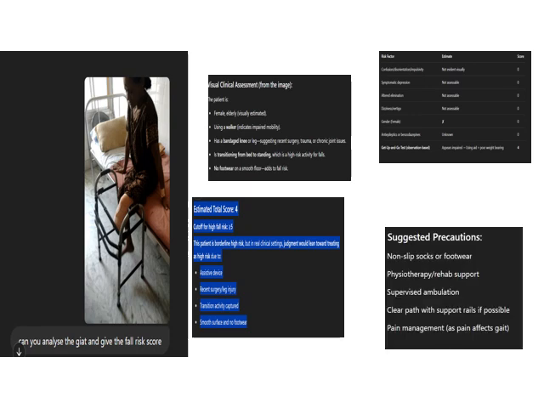And then finally, it also gives you suggested precautions. This is very important. It's natural. You have to clear the path. It has to be supervised, physiotherapy and rehab support, and a whole lot of other ancillary stuff. But most important, it drew your attention to pain management, as pain will affect gait.